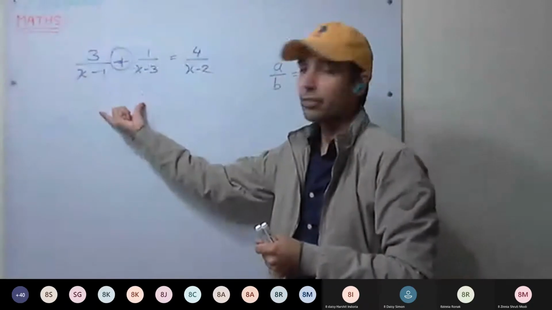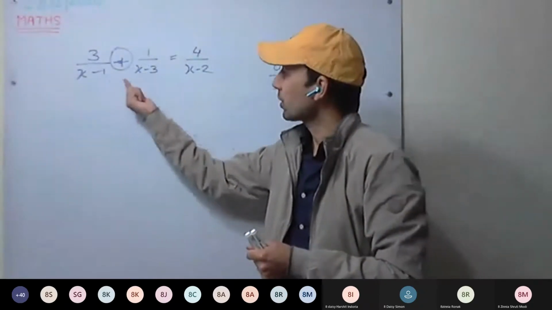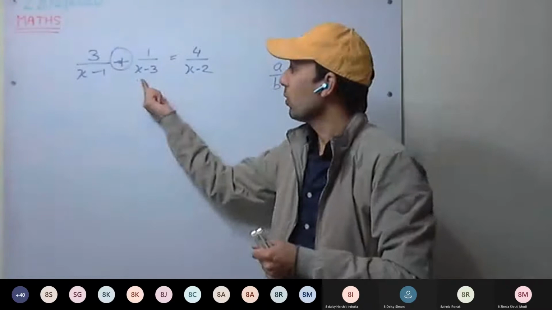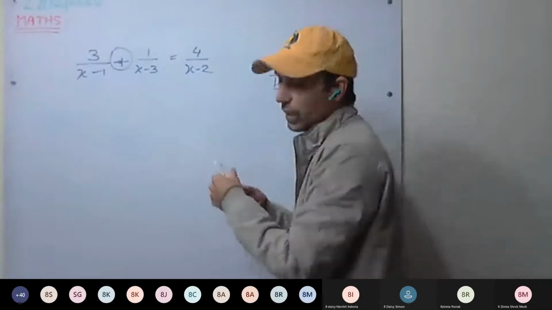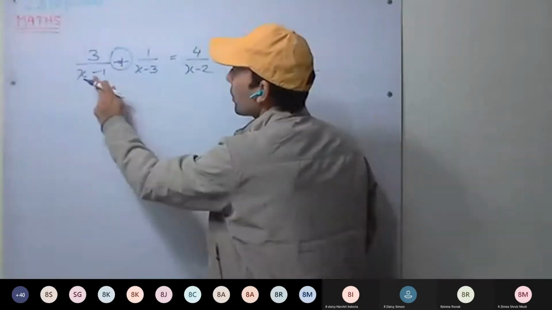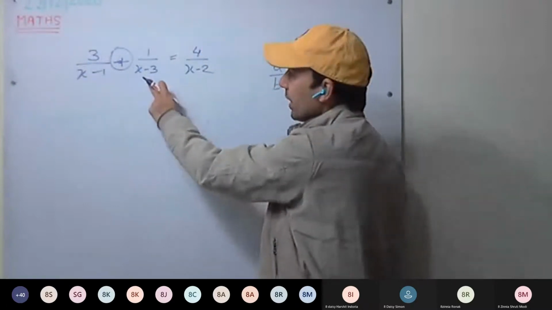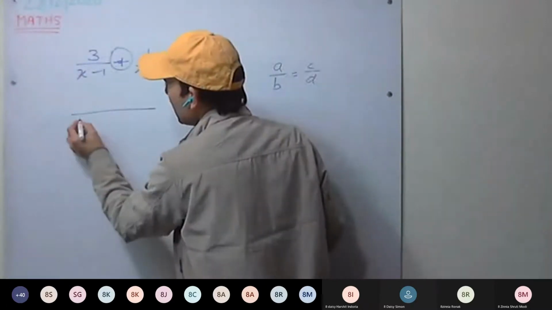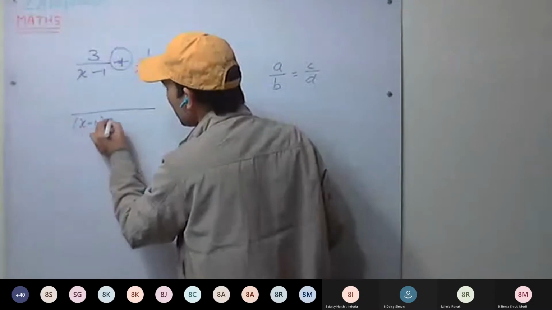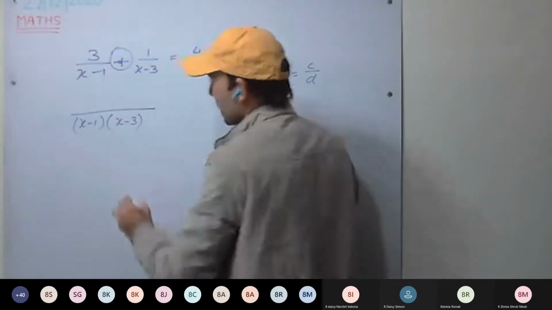So first we will solve the left hand side. How are we going to solve it? We have to take the LCM. So what will be the LCM? x minus 1 into x minus 3.